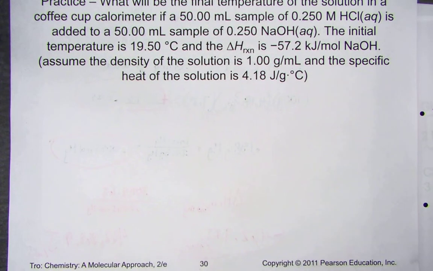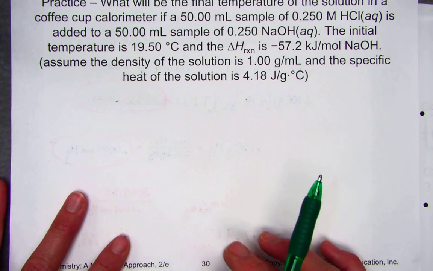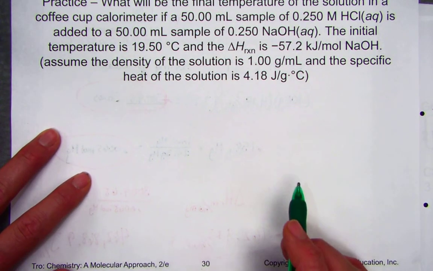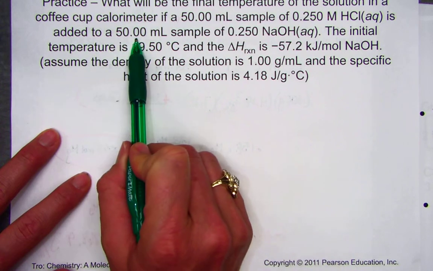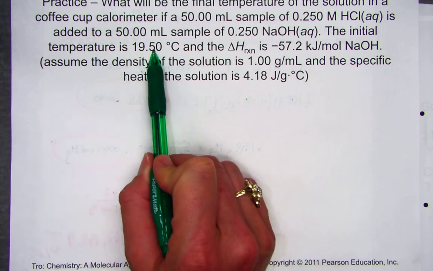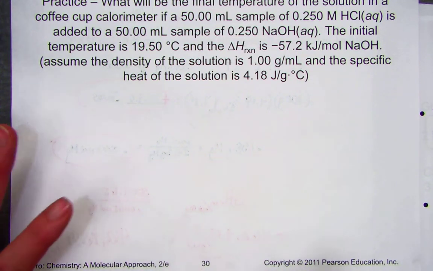Let's try another. Perhaps you'd like to pause and try this one and then turn the video back on and follow. It reads, what will be the final temperature of a solution in a coffee cup calorimeter when 50 mils of a sample of hydrochloric acid is added to 50 mils of a sample of base? The initial temperature is 19.5 degrees Celsius, and the heat of reaction is 57.2 kilojoules per mole of sodium hydroxide. Let's just pause and see what they're really saying.